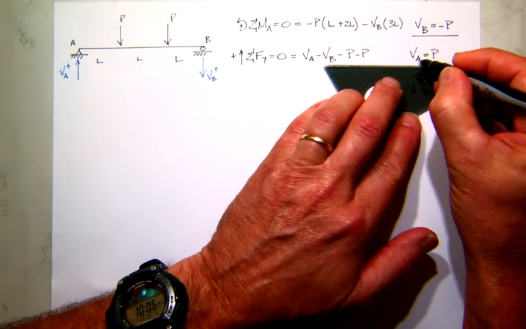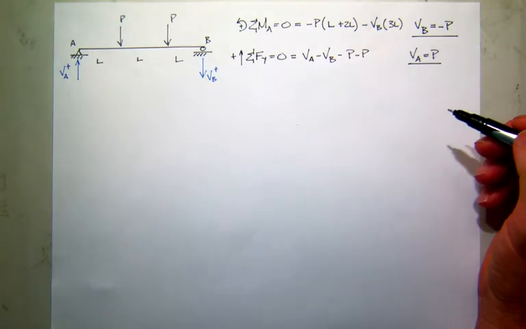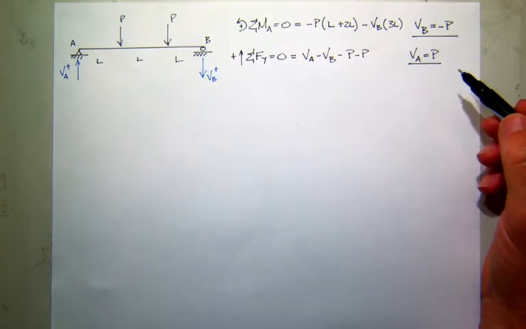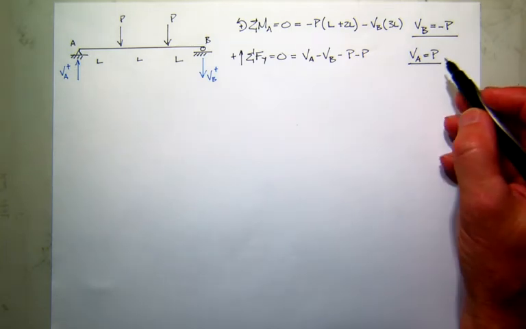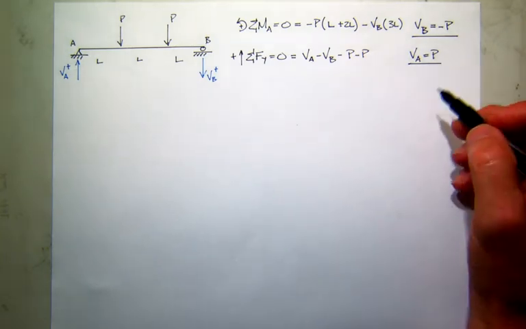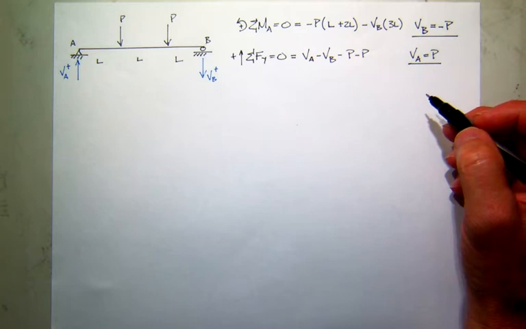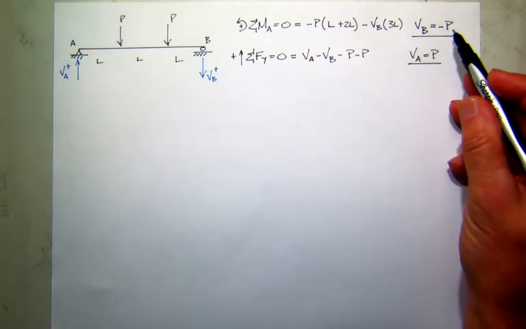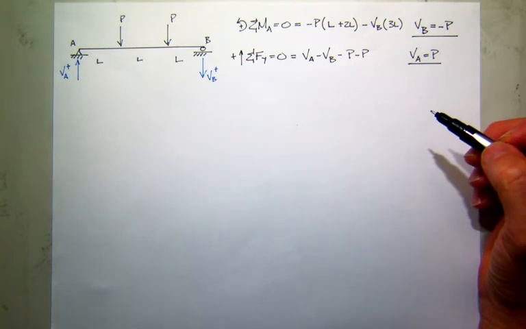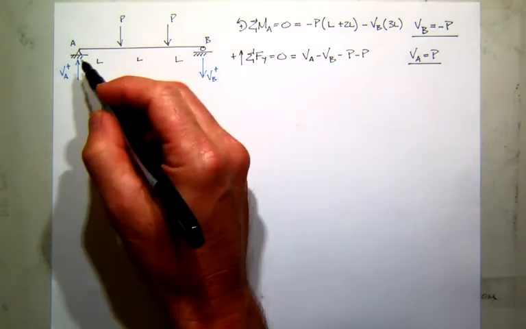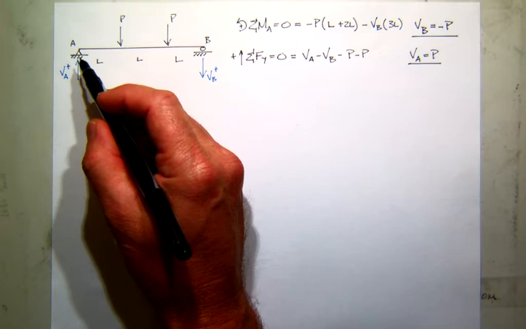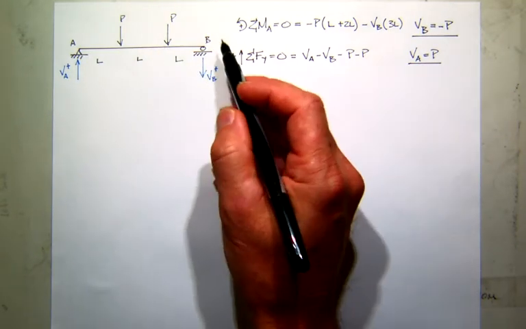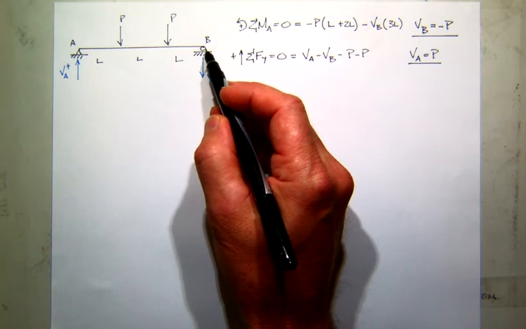So what's the shear force at A? P. What's the shear force at B? Minus P. So when I draw my shear diagram, I'm going to start with a shear of P, and when I get through to the end, I should get a minus P. So I know where I'm starting and where I'm ending for the shear diagram. Do I know where I'm starting for moment at A? Yes, the moment at A is 0. And whatever happens along the way, I better land back at 0 for B.